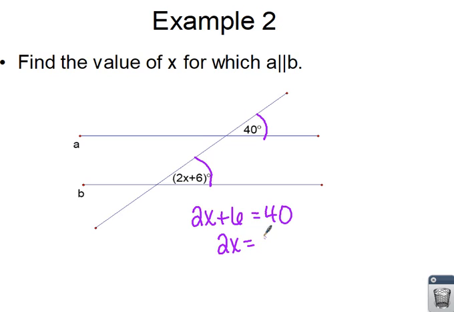So then we solve it, and we get X equals 17. So that means if I plug in a 17 right here where X is, so I take 2 times 17, get 34 plus 6, that's 40 degrees. Well, that's the same as that one. So that's what we want. We want them to be corresponding. We want them to be congruent. So now the lines would be parallel because of that.